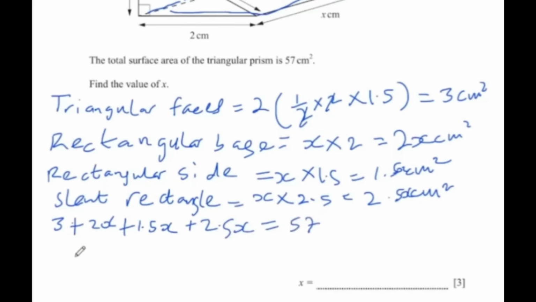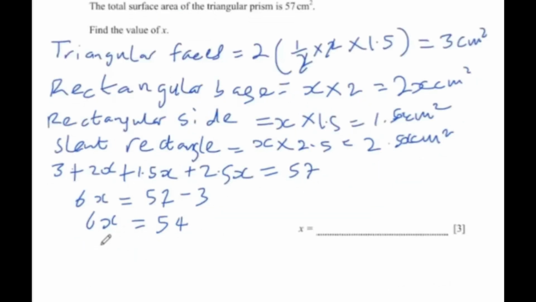So this gives us 2x plus 1.5 plus 2.5. That gives us 6x equals 57 minus 3. So 6x is equal to 54. So x is 54 divided by 6, which gives us 9 centimeters. So this is 9 centimeters.